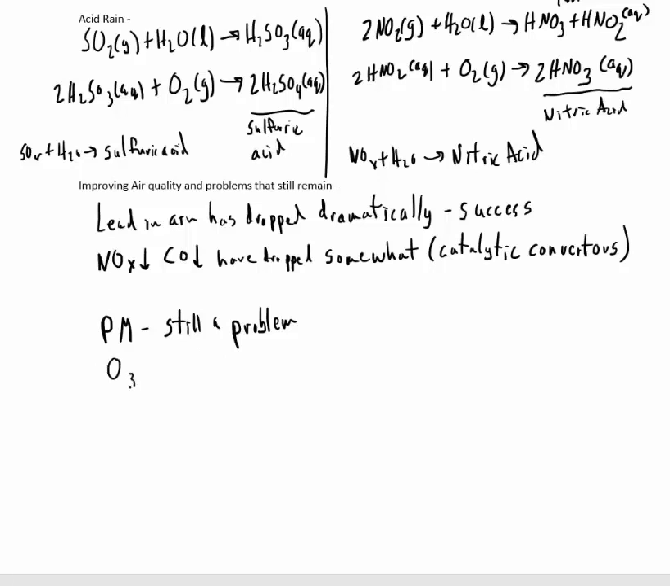Ozone is also still a problem because it's still being generated because we still have NOx and VOCs as well. So usually when we try to get rid of ozone, we try to get rid of NOx and VOCs. So a lot of legislation is aimed at reducing NOx and reducing VOC emissions because that will in turn reduce our ozone in the atmosphere. Okay.